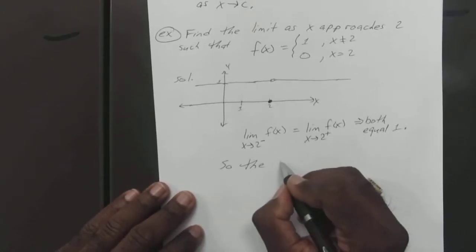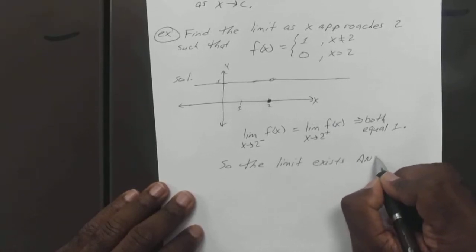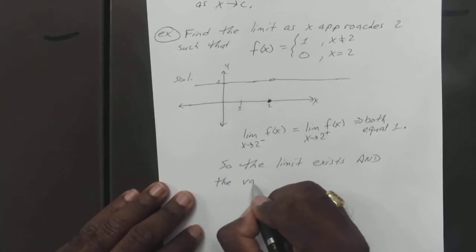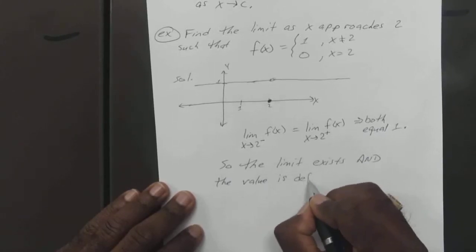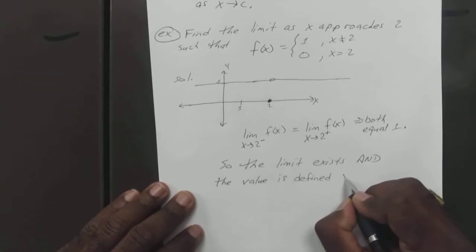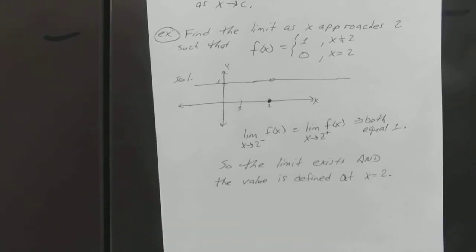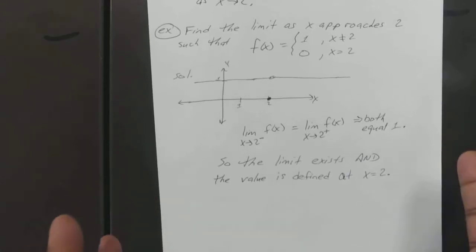So the limit exists, and the value is defined at x equals 2. All the other ones that we had before had some undefined value, but this one has a defined value. Okay. Any questions on this one?